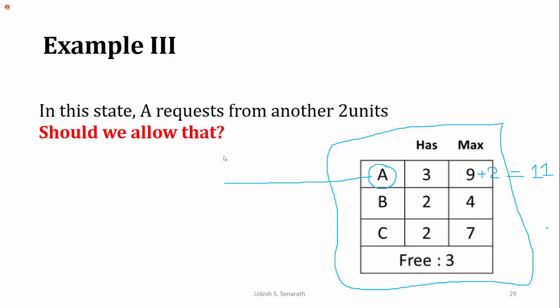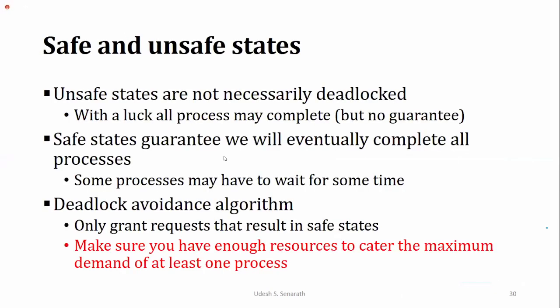Good. Then, safe and unsafe states. So we have identified 2 types of states. What are they? Safe and unsafe states. Unsafe states are not necessarily deadlocked. With luck, all processes may complete, but there is no guarantee. Sometimes unsafe states end up completing with full performance, but there is no guarantee for that. Safe states guarantee we will eventually complete all the processes.